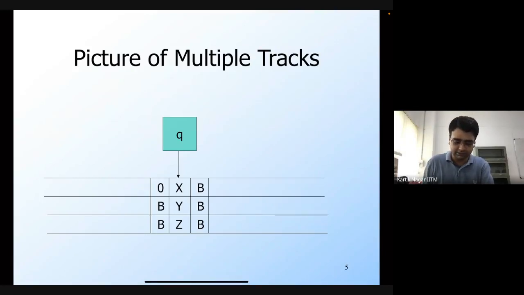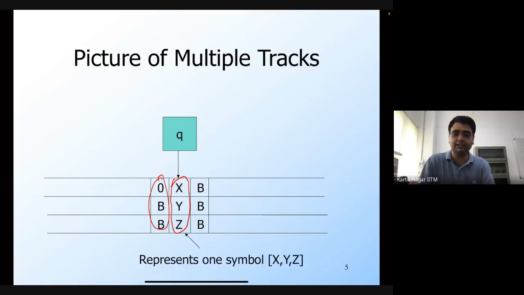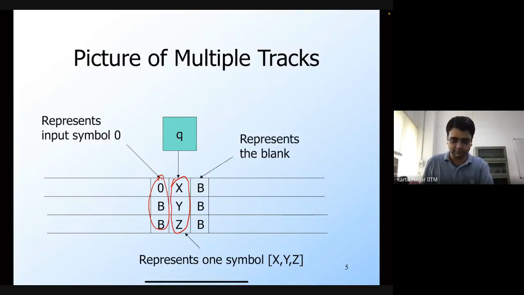So in this case, this XYZ is basically going to be one symbol of the input alphabet, with three components. And similarly, this 0BB is also one symbol, and so on. Okay. So we'll see how exactly having multiple tracks is useful. And the 0BB would represent, say, the input symbol B. So in order to represent the input symbols, they will be present in one of the tracks and there will be blanks in the other tracks.